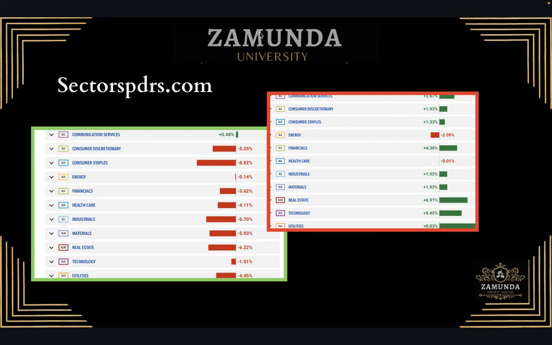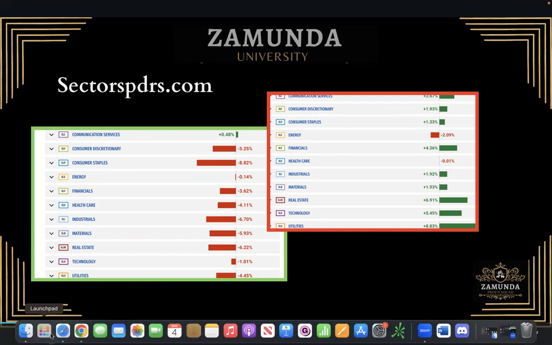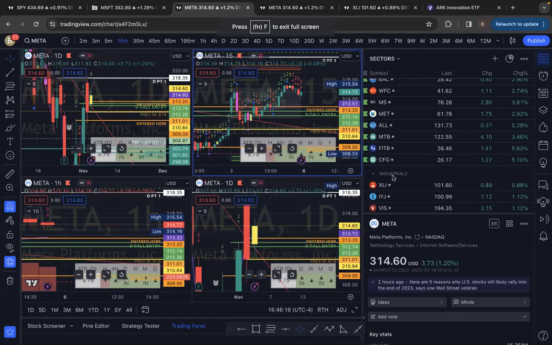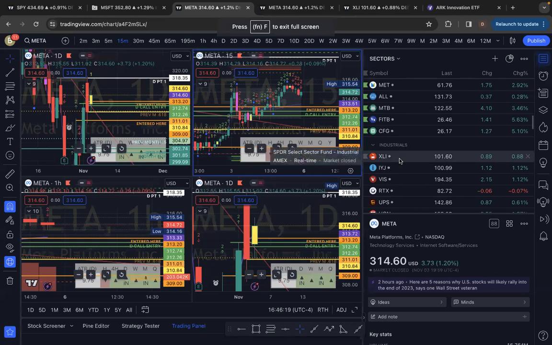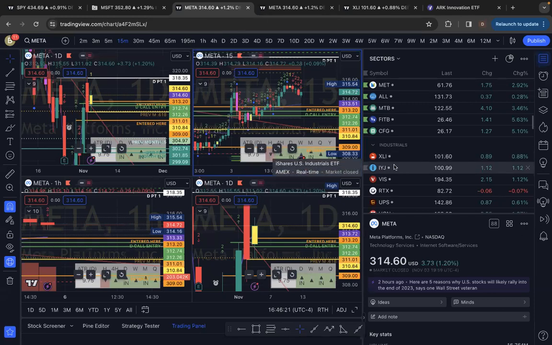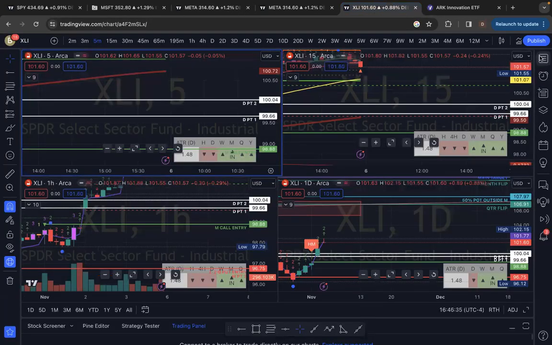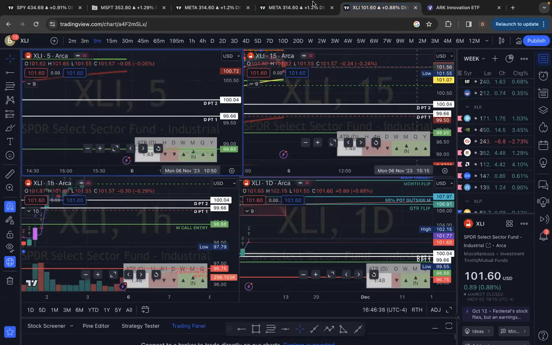And even my watch list is set up like that. So I'll have XLI, and then let me see if I can pull it up actually. For industrials, I have XLI, and then I have IYJ, which is iShares for industrials ETF. And then I have VIS, which is the Vanguard Industrials ETF. And that's literally how I do it. Exactly what you said is exactly how I do it.